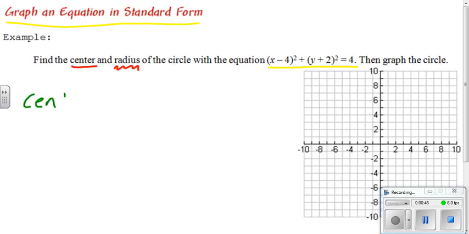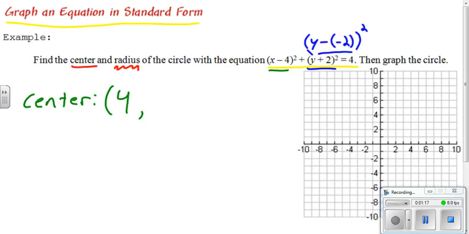Center. Remember from our equation, it's x minus h and y minus k. So if it's x minus h, the x value of our center is going to be 4. Which then also means if we have y plus 2, that's the same as saying y minus negative 2 squared. So that means our k value is actually negative 2. So that's where our center is going to be.